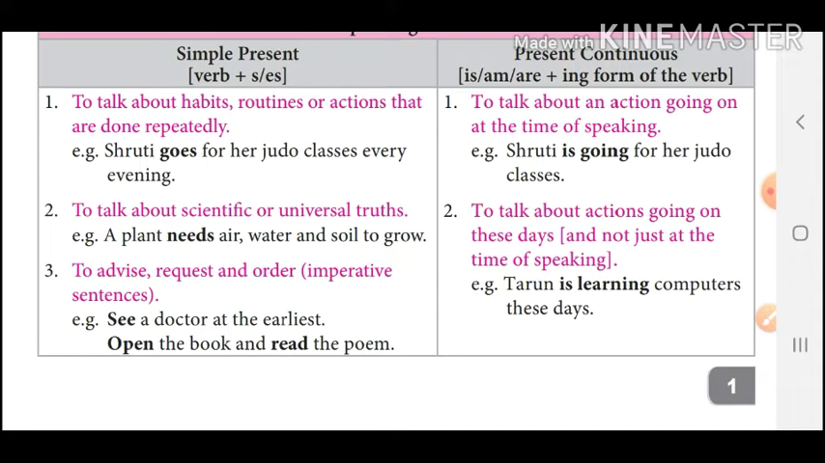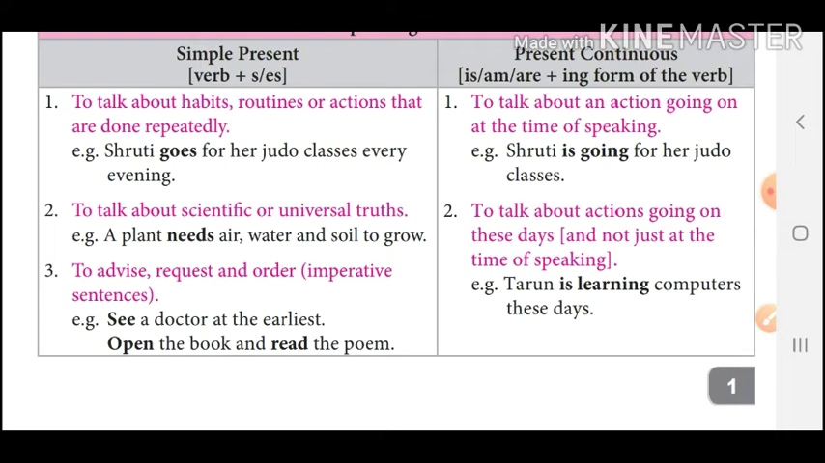On the other hand, the second point of present continuous tense: it is used to talk about an action going on these days and not just at the time of speaking. So it refers to an action that is going on these days and is not necessarily happening at the time of speaking. For example, Tarun is learning computers these days. So these days Tarun is learning computers.